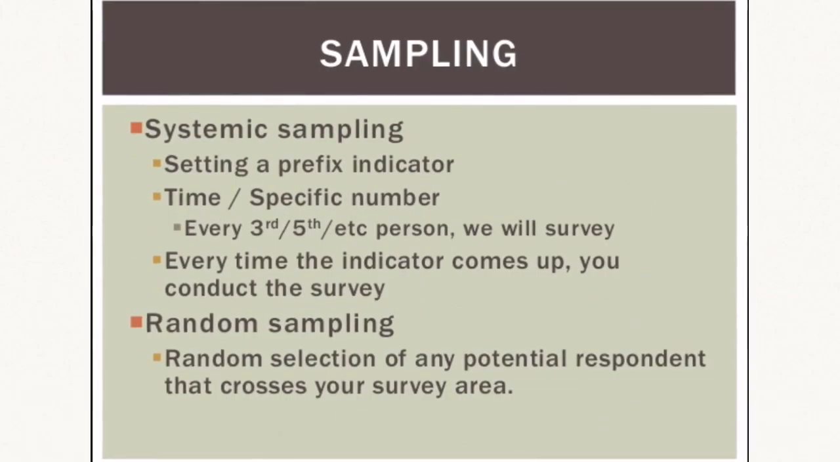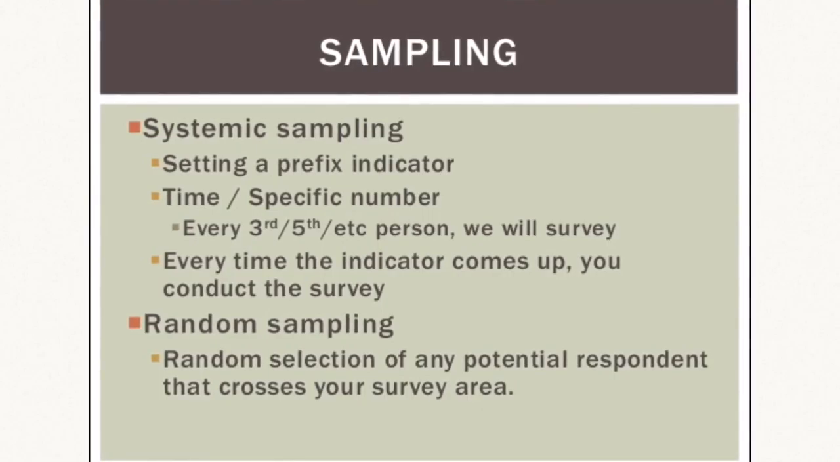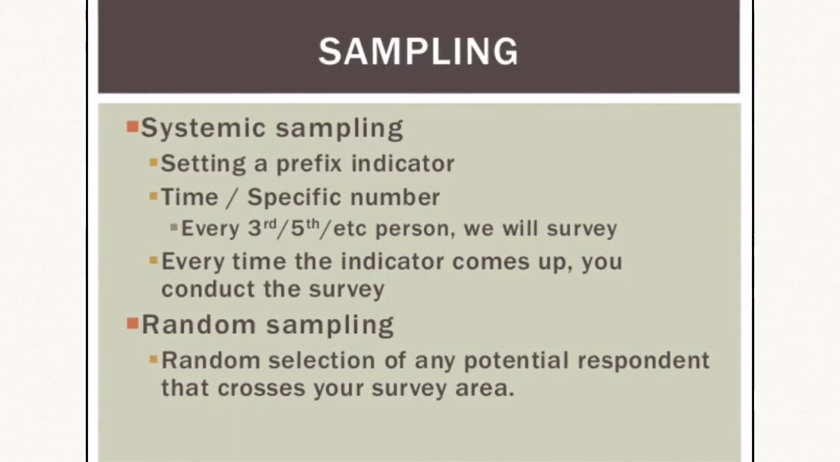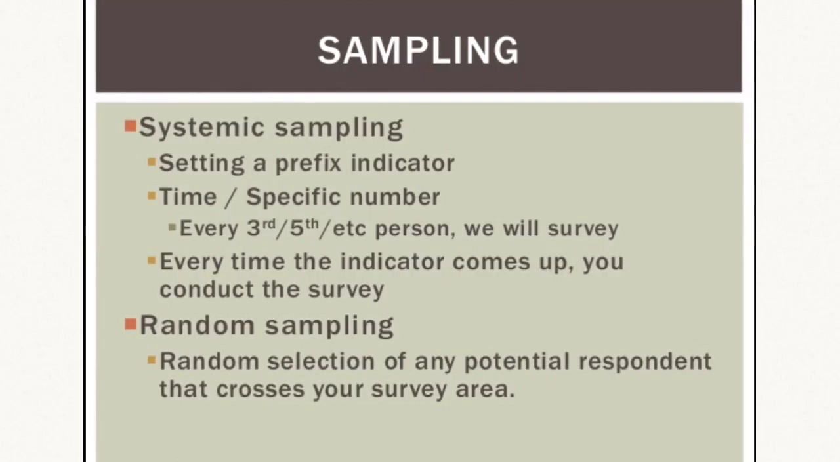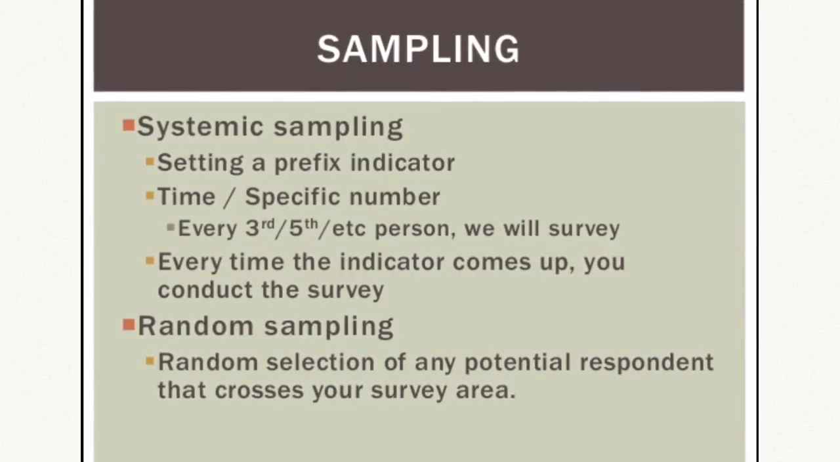Now, when we look at sampling, how do you pick who to interview, right? There are two most common forms. First one is complete random sampling. Random sampling means you select any potential respondent within your sample size that comes in your survey area. You pick him up and you start asking the fella questions.